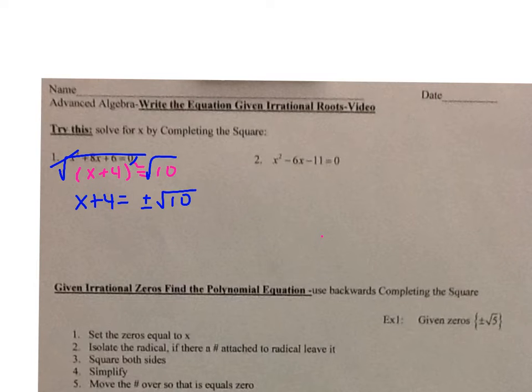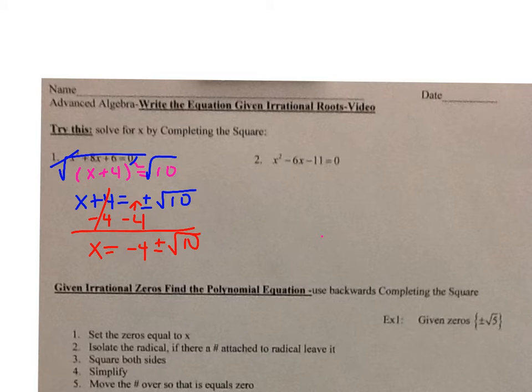All right, now I need to solve for x. So I'm going to minus 4. Put the minus 4 in front of the plus minus. So x equals negative 4 plus minus the square root of 10. And remember, you can't add them because one's a square root and one is not. So that's my answer. I have two zeros. X equals negative 4 plus the square root of 10, and x equals negative 4 minus the square root of 10. All right, so we'll start working on number 2.